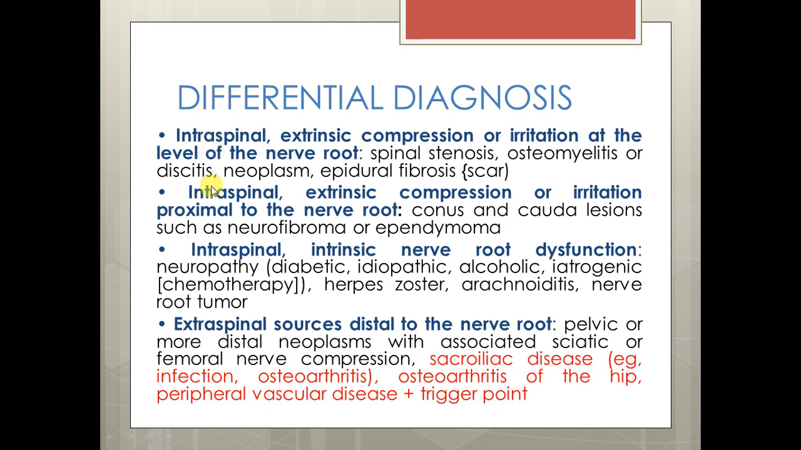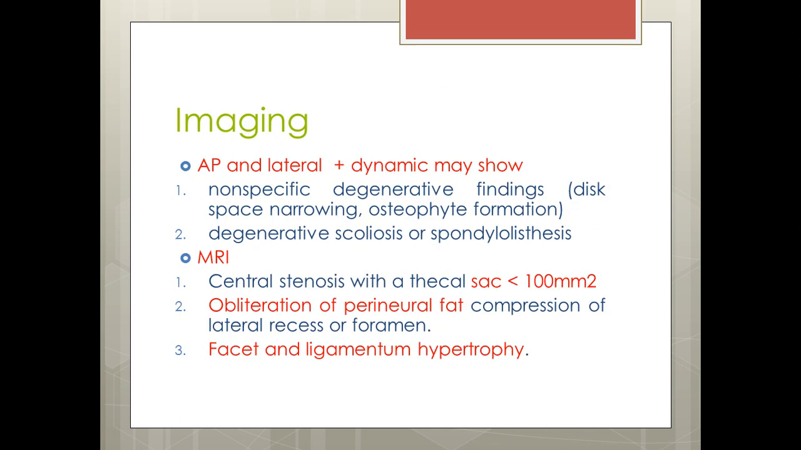You also have intraspinal causes. Intraspinal causes are either extrinsic or intrinsic. Intrinsic is inside the nerve itself due to, for example, diabetes. Extrinsic is at the level of the cord and at the level of the nerve. Please again review the lumbar disc disease lecture. Imaging, mainly AP and lateral, to detect the cause.